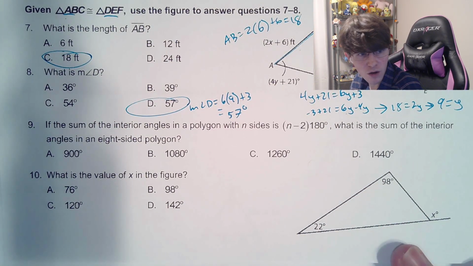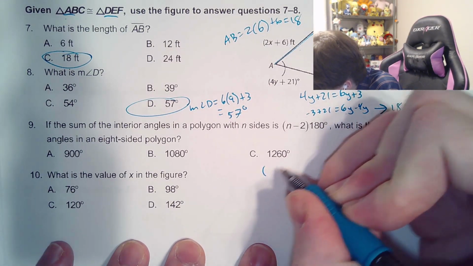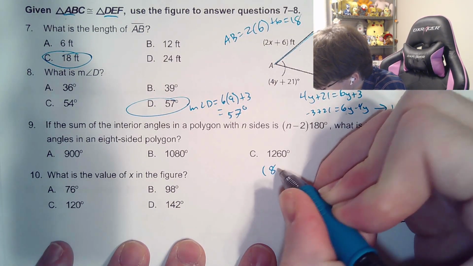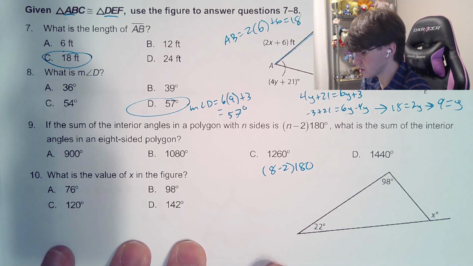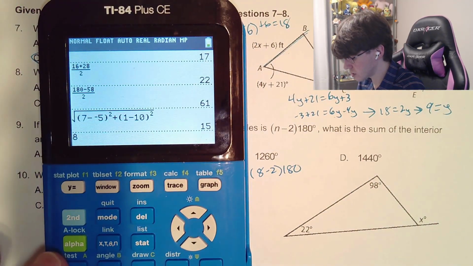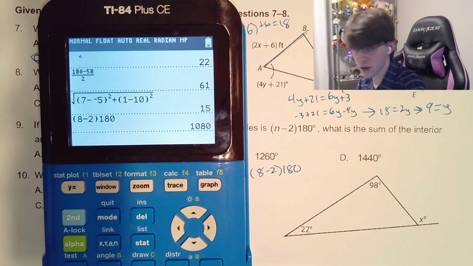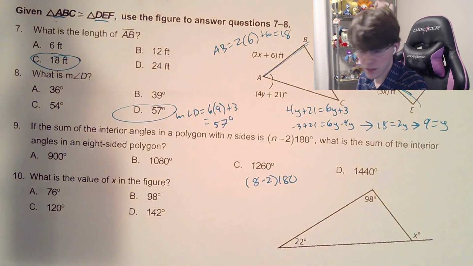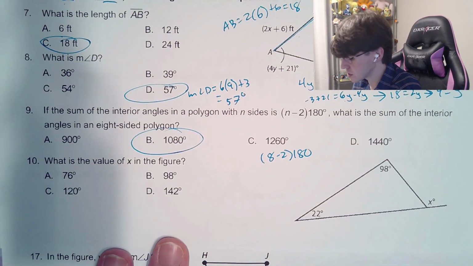Here's our sum with this one of an 8-sided polygon. We call that an octagon, by the way. So we have 8 minus 2 times 180. And like I was saying before, we can just use our calculator anytime we have to do this. So just to show you one more time, we don't even need to put in the multiplication symbol. 8 minus 2 and the parentheses 180, and the calculator understands what you want it to do, and it tells you the correct answer is 1080. What is the value of x in the figure? We talked about this one as well.